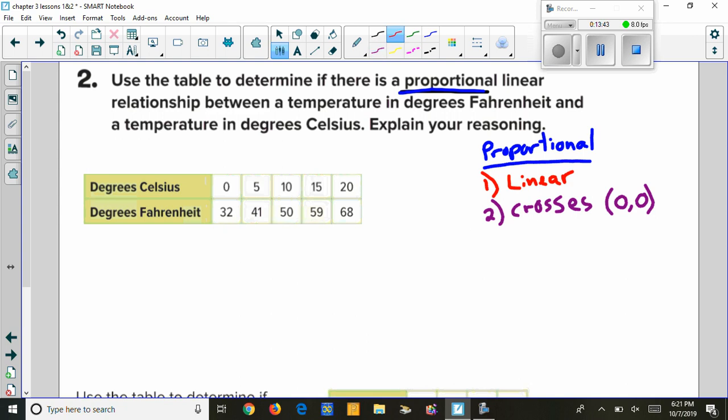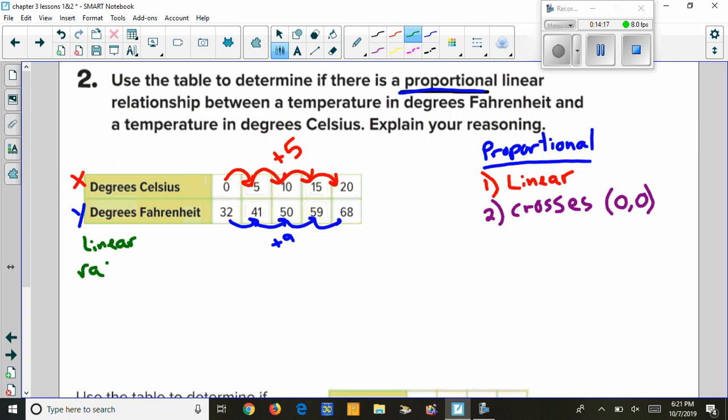So let's first test whether it is linear. My x's, or my degrees Celsius, are increasing by a constant rate of 5, while my Fahrenheit, or my y values, are increasing by 9. So I have a linear relationship with a rate of 9 over 5.